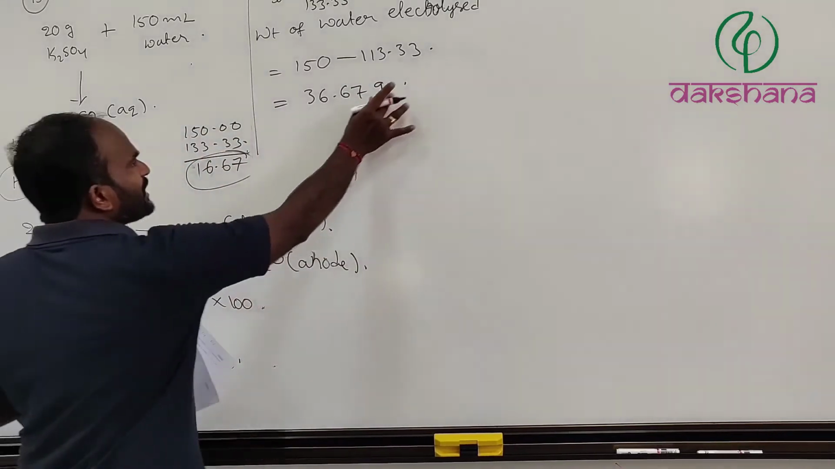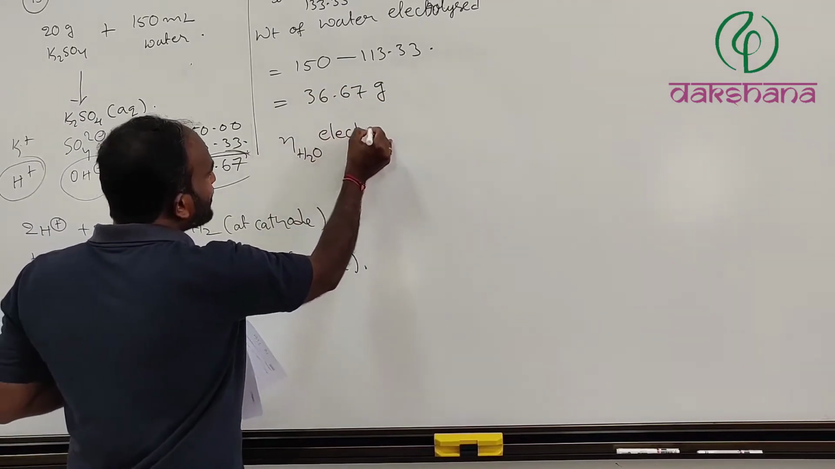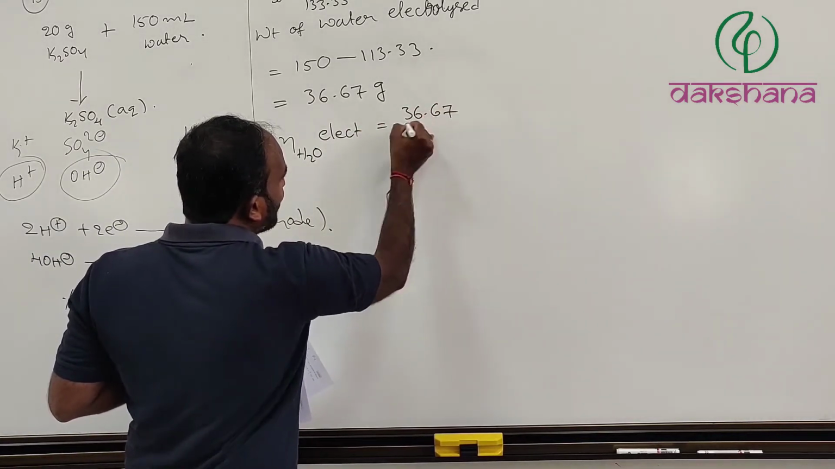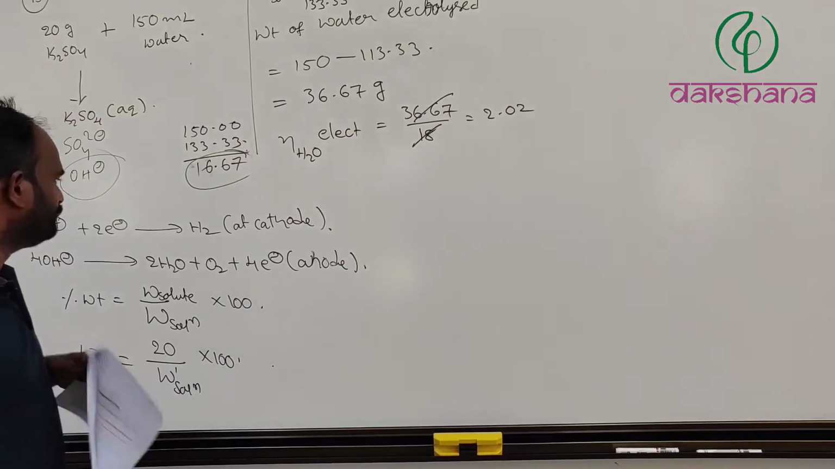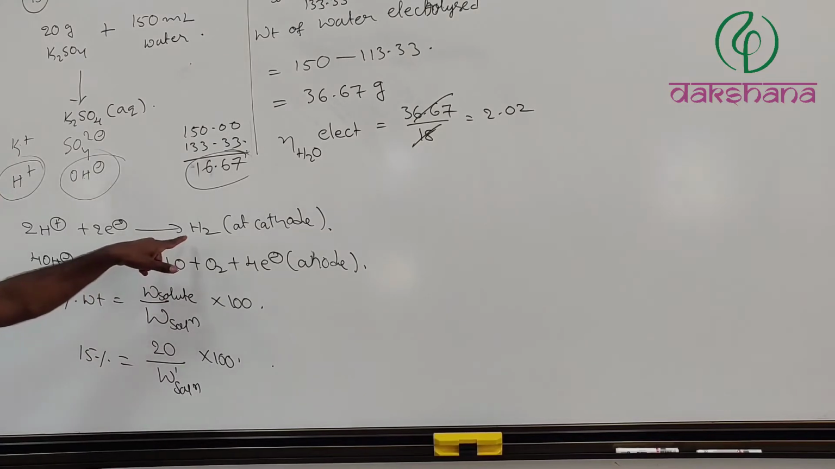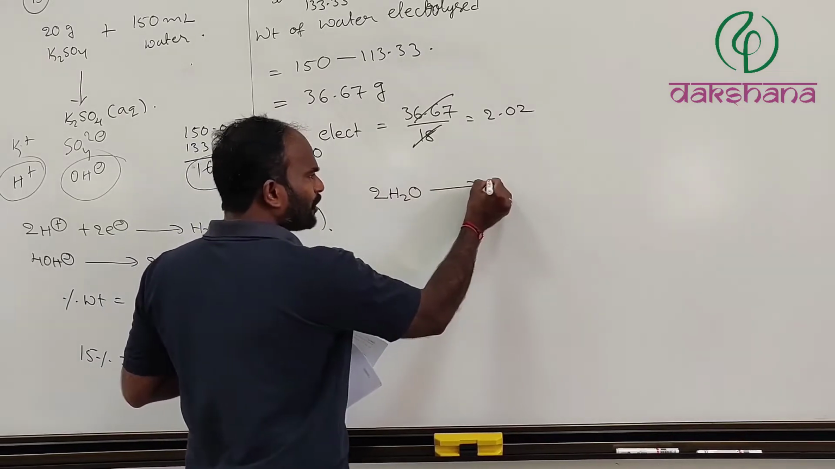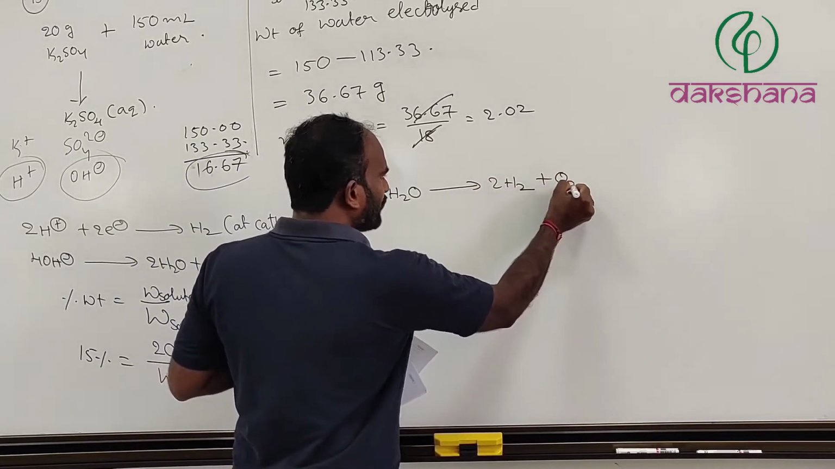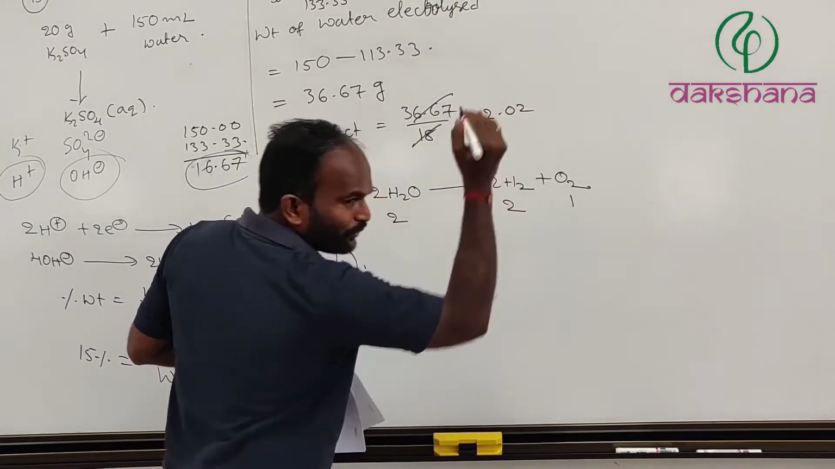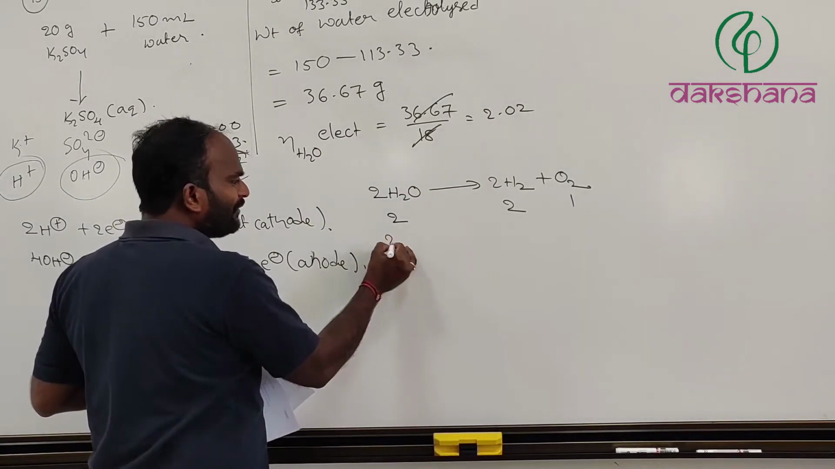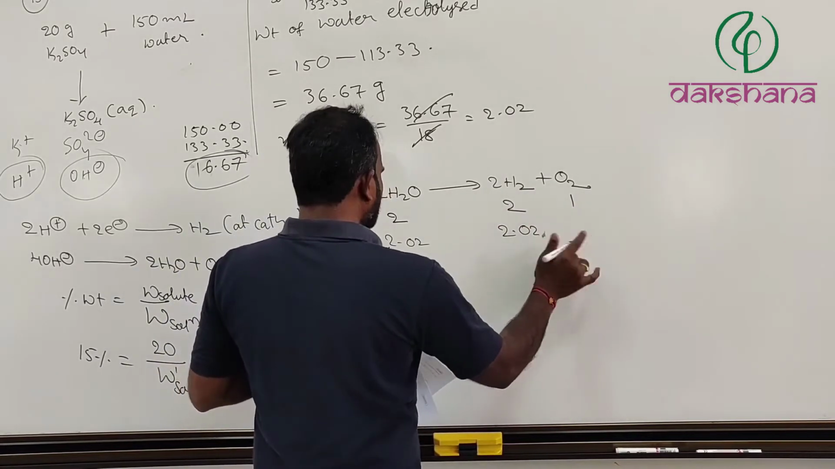36.67 grams, therefore the number of moles of water which is electrolyzed is equal to 36.67 divided by 18. It will be 2.02 or 2.03 moles. Here if you see, for every 2 moles of water molecule undergoing electrolysis, 2 moles of hydrogen and 1 mole of oxygen are forming. So for 2 moles of hydrogen and 1 mole of oxygen, and here we have approximately 2.02.